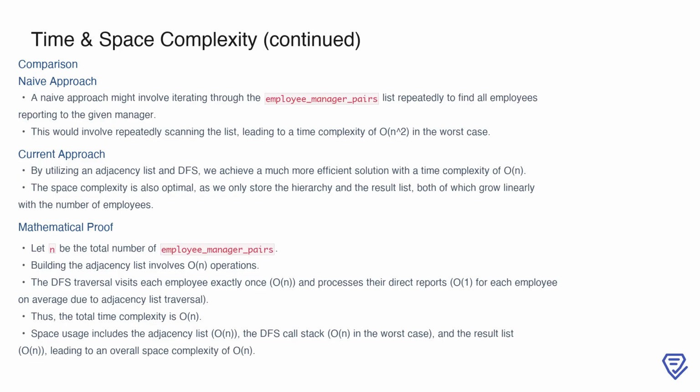To summarize, building the adjacency list takes O(n) time, and the DFS traversal also takes O(n), giving an overall time complexity of O(n).